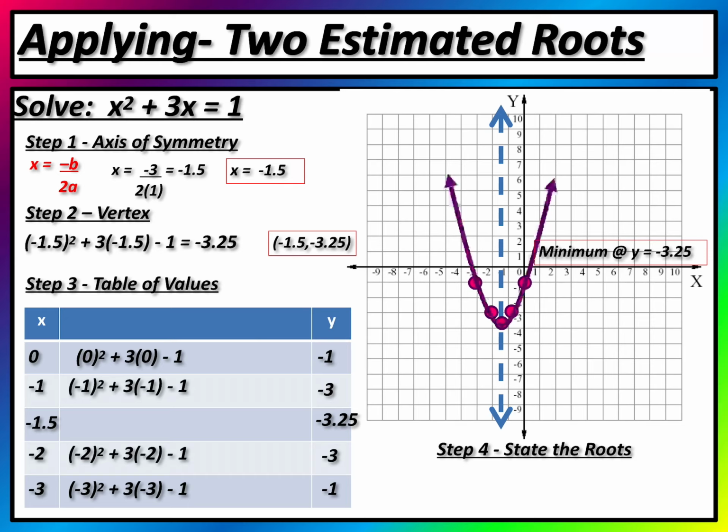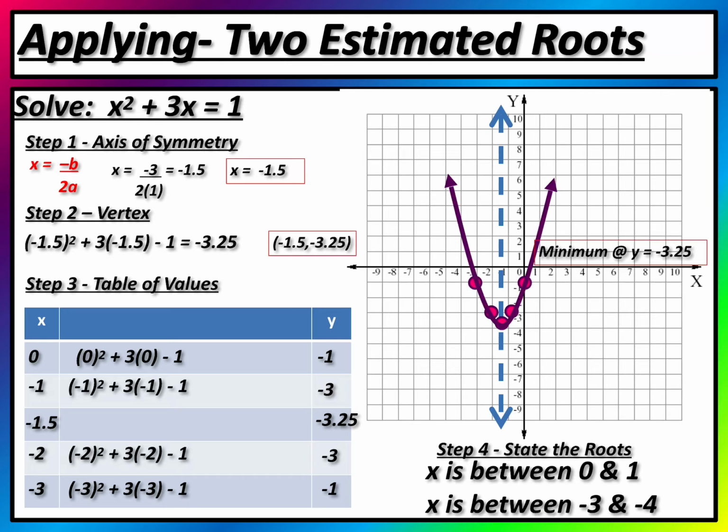So instead, when I state the roots here, I'm still going to use x equals, so we have to be formal in the way that we state the final answer, but I'm going to tell what two whole numbers it's in between instead. So x is between 0 and 1, x is between negative 3 and negative 4. And I can see from my table, I don't have any 0 y values.